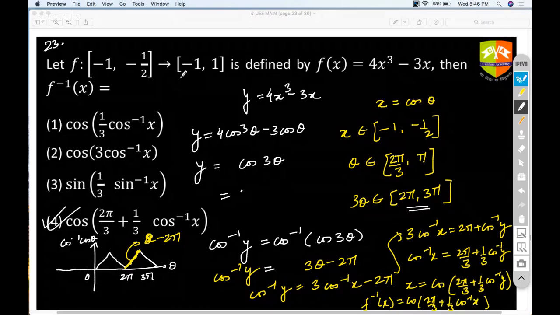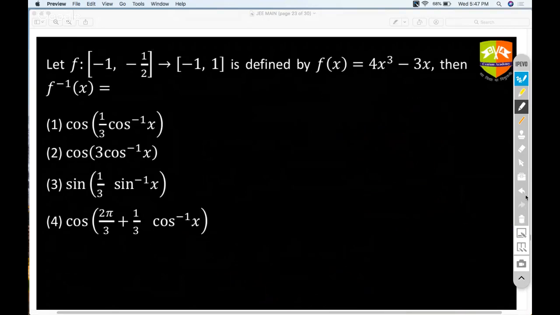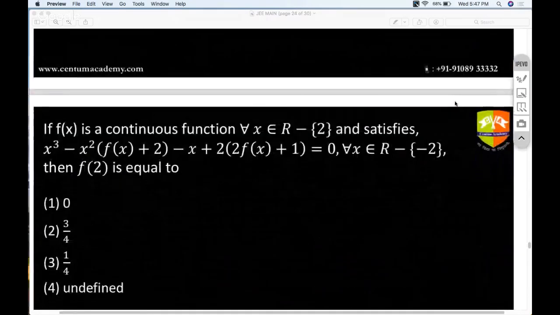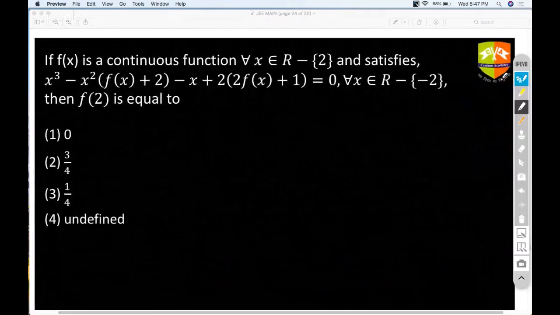So these values should not be ignored when you are dealing with inverse trigonometric functions. They are very, very sensitive to the interval of x that you are dealing with. Okay, so this question is an eye opener to most of you. Please do not take inverse trigonometric functions very lightly. They are very sensitive to the interval of x in which you are working. Next, question number 24.